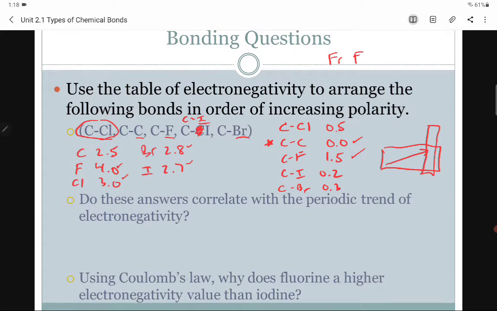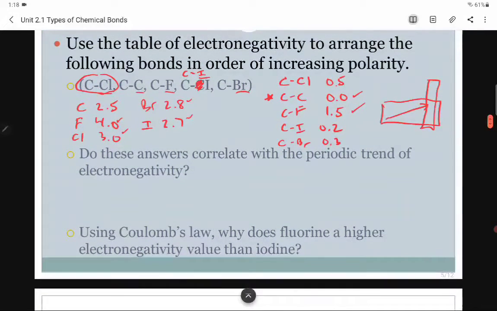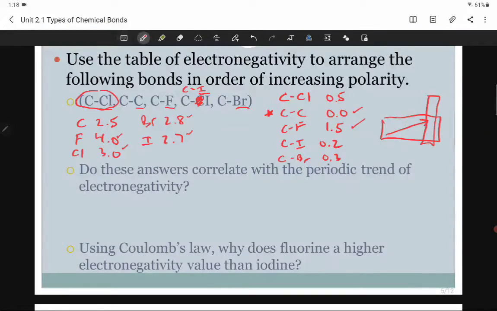So let's check out the next question here. Using Coulomb's law, why does fluorine have a higher electronegativity value than iodine? So maybe we better revisit what Coulomb's law deals with. It deals with 2 different charges and radius, or radius squared, but we can talk in terms of radius. So what is going on here? Well, fluorine has a certain number of protons, has a certain number of electrons. So those are our Qs.